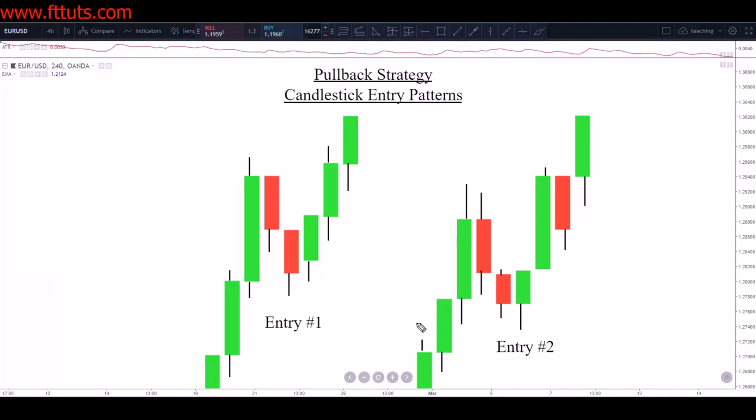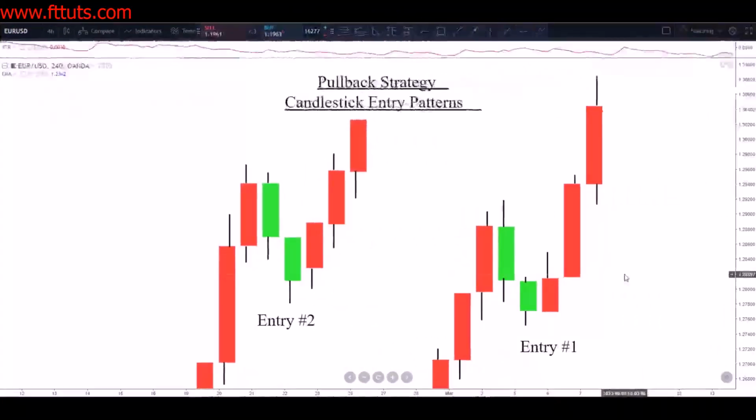And to create a valid entry number 2, we need the green engulfing candle to be the swing low for a bullish entry. Now, let's flip these upside down and take a look at bearish entries using this same entry pattern. All right, so now let's take a look at the bearish entry number 1 and 2, and we'll actually start off the correct way with entry number 1 this time.